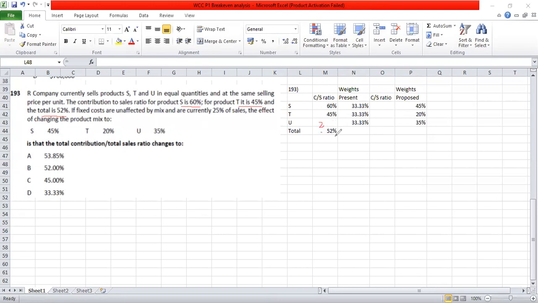The total contribution is 52%, and the percentage of this one has to be taken into consideration. So what's the formula for weighted average contribution margin ratio?